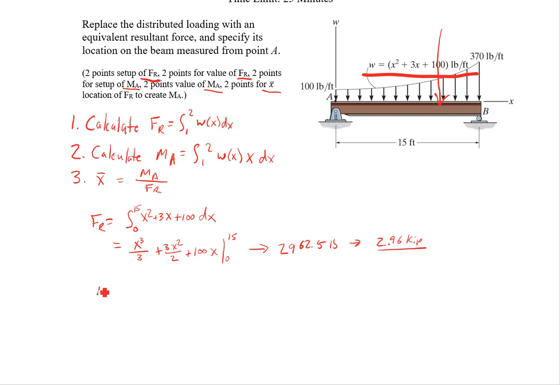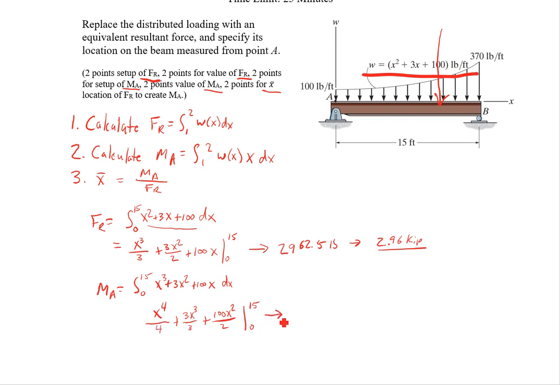The second bit, the moments around A, again, integration from 0 to 15. Now we just multiply this term here by x, so we get x cubed plus 3x squared plus 100x. We integrate with respect to x. So when we do that, we get x to the 4th divided by 4 plus 3x cubed divided by 3 plus 100x squared divided by 2 from 0 to 15.